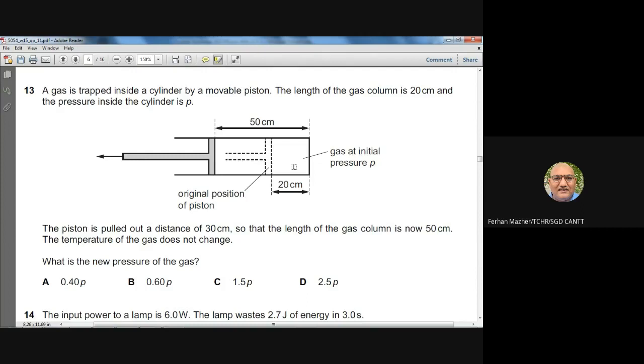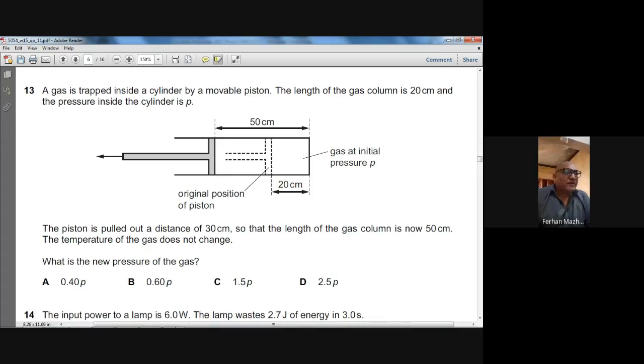You know the cross-sectional area in both the cases remained the same. So the cylinder has the same cross-sectional area. Whether the piston was here or the piston was here, the cross-sectional area in all the situations is the same. The cross-sectional area has not changed. So it's very simple. Volume is equal to cross-sectional area multiplied by length. The volume of a cylinder is cross-sectional area multiplied by length.